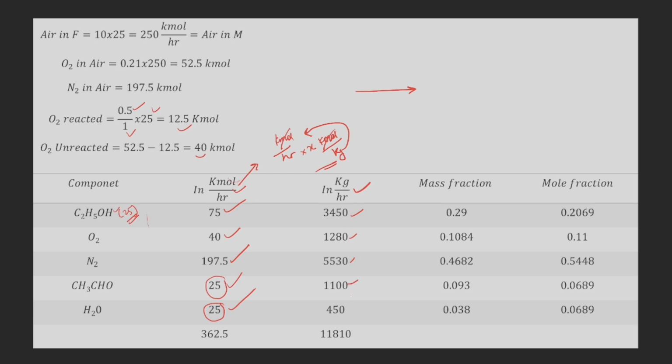So we have the total of this and the total of this, and I don't think there is much more to explain in this: how to calculate mass fraction and mole fraction. This divided by the whole quantity will give the mass fraction, and this divided by this gives the mole fraction for component C2H5OH. The remaining you can calculate. So this is a straightforward question. Switching over to the next question.